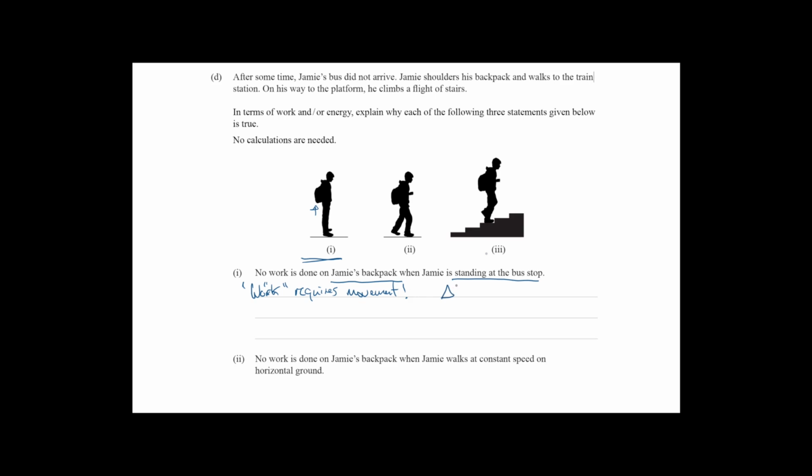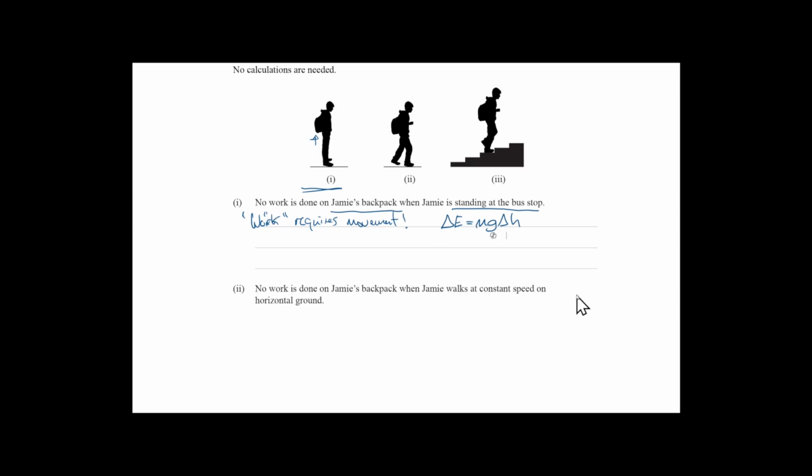So the change in energy is going to be mg, change in height. So unless he's changing the height, he's not doing work. Gravity's not doing any work either, unless something is moving. So live with it, Jamie. Okay, no work is done on Jamie's backpack. Statement 2: Jamie walks at a constant speed on horizontal ground.